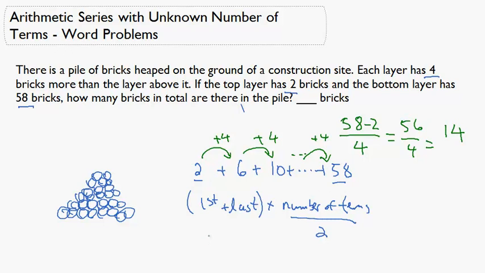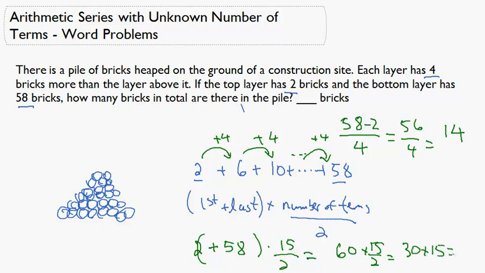So now we have the first term, which is 2, plus 58, which is the last term. Now that you know how many terms there are, 15, then you divide by 2. So this is equal to 60 times 15 divided by 2, which is 30 times 15, which is 450. So there's a total of 450 bricks.